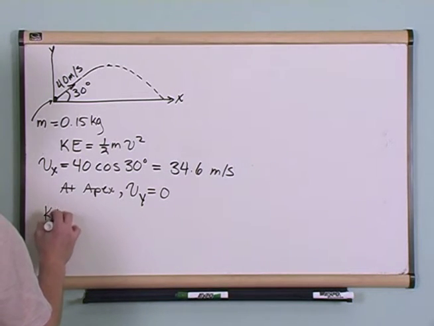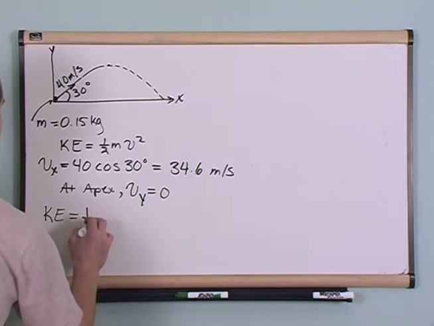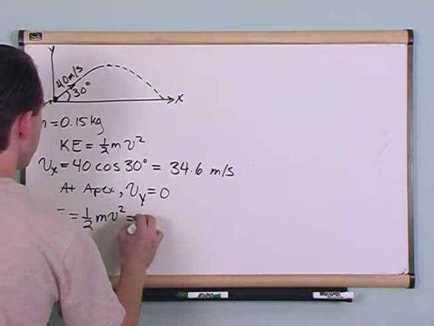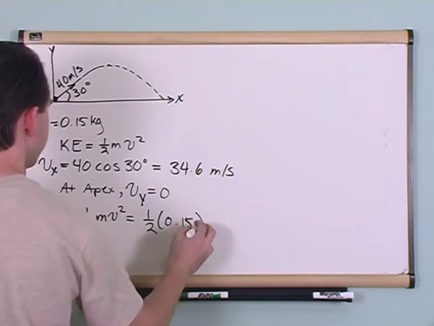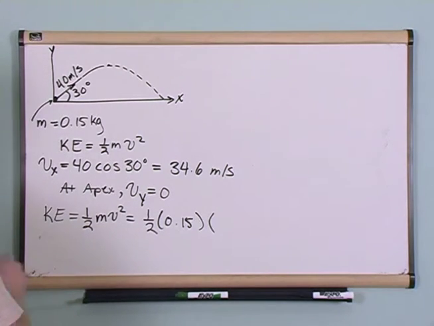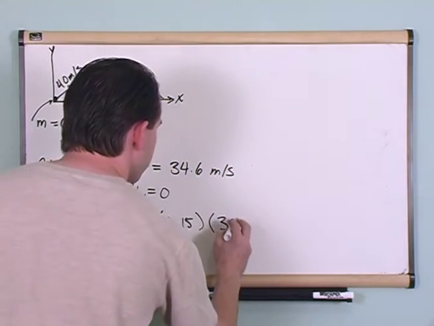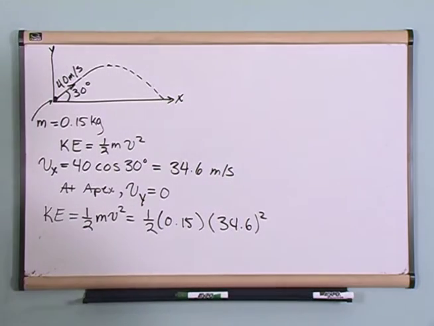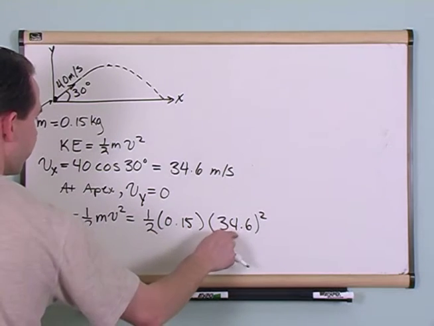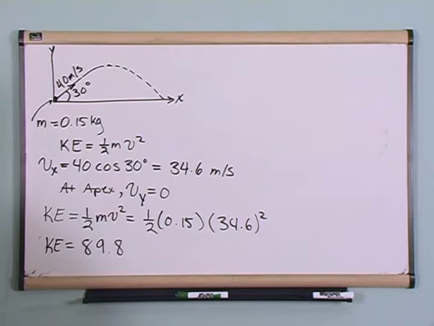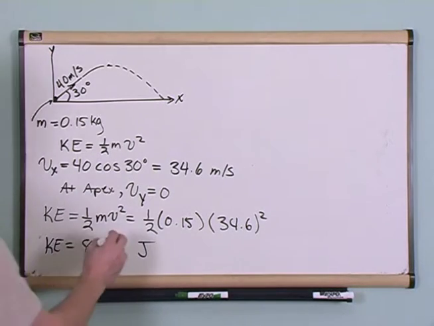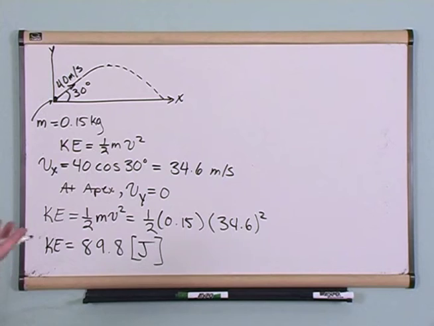And so then the kinetic energy is simply 1/2 mv squared. So I'm going to have 1/2, the mass is 0.15, okay? And then the velocity is going to be 34.6 meters per second, and I'm going to square that. So then the kinetic energy, when you multiply 1/2 times this squared, is just going to come out to 89.8. And what are the units of energy? Joules, okay? 89 joules. What does 89 joules mean? I don't know. It's the energy of a baseball here when you throw it like that.